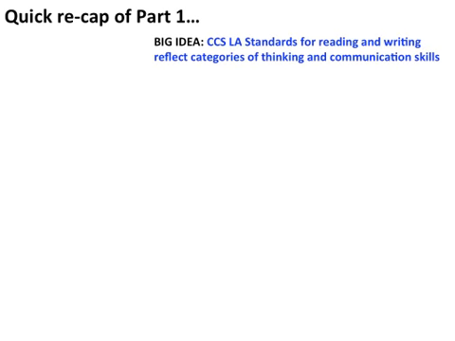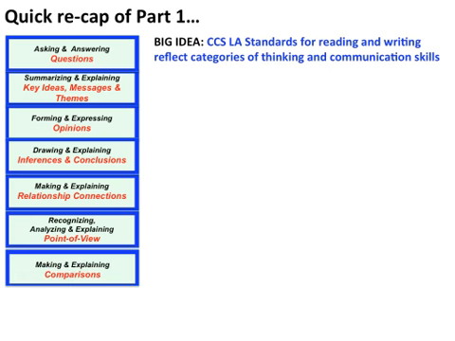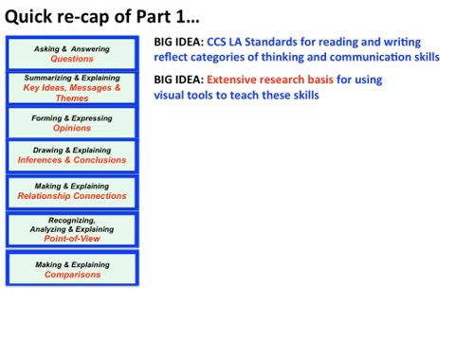Some of the key ideas or big ideas from part 1 is that the language arts standards for reading and writing really reflect categories of thinking and communication skills. Examples of those categories are things like summarizing and explaining key ideas, central messages and themes, or forming and expressing opinions, drawing and explaining inferences and conclusions, and so forth. Another big idea is there's really just an extensive research basis for using various visual tools to teach these skills, at least on a basic level. So for example, frames and webs and Venn diagrams and things like that can really be very effective when you're addressing these skills on a basic level.